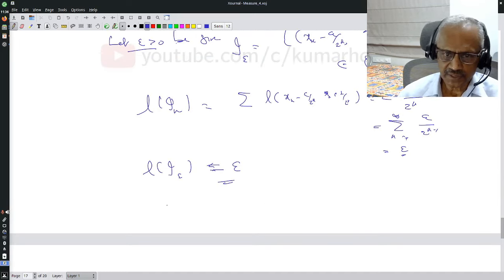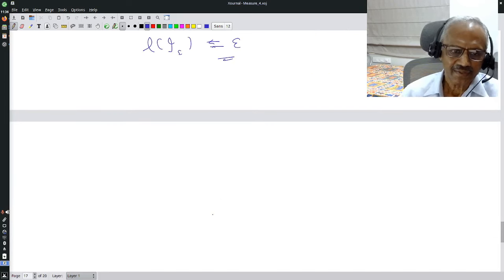Yeah, the picture was easy. That's why I was able to recover my wrong attempt. Okay, now let us look at this collection I epsilon for each epsilon positive.